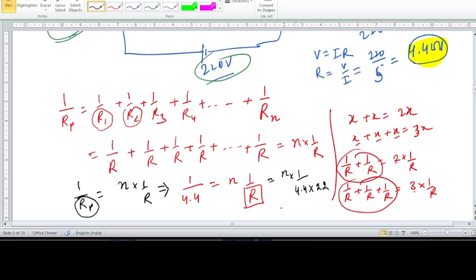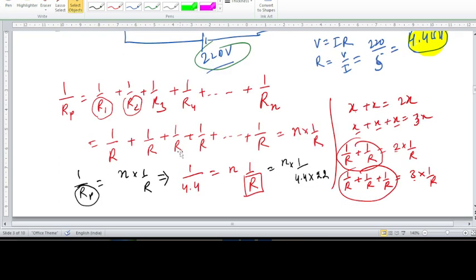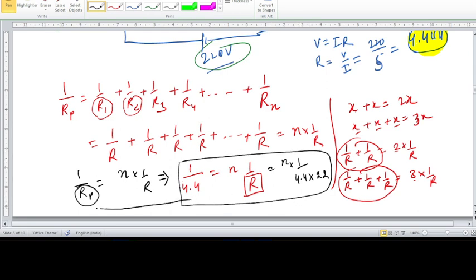Now you can easily see that we have got this equation: 1 by 4.4 is equal to n into 1 by 4.4 into 22. Now from the denominator, this 4.4 will cancel out, and this will be cross multiplied here. So 22 is equal to simply n.